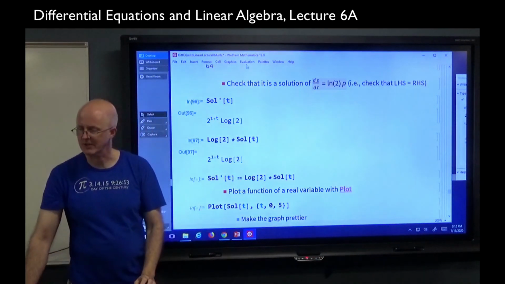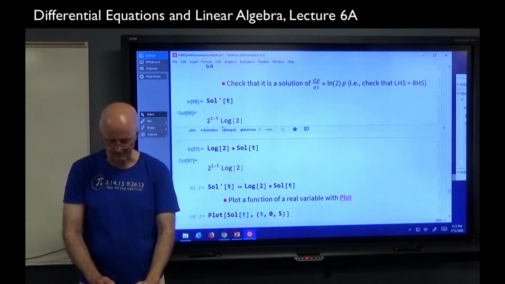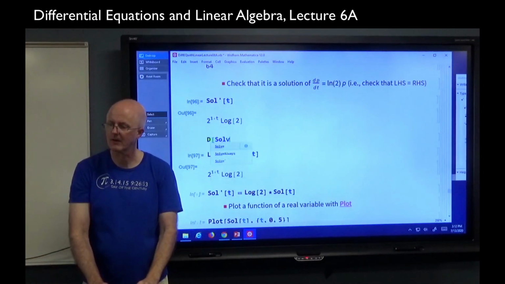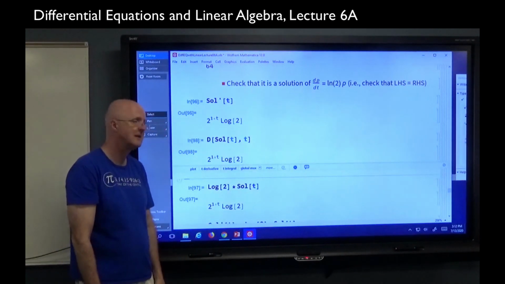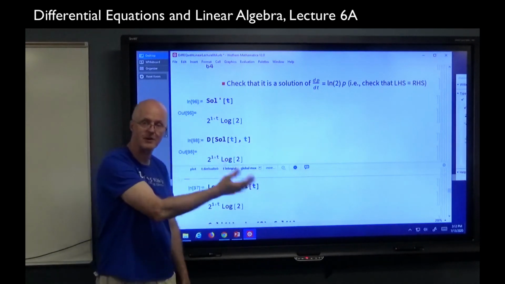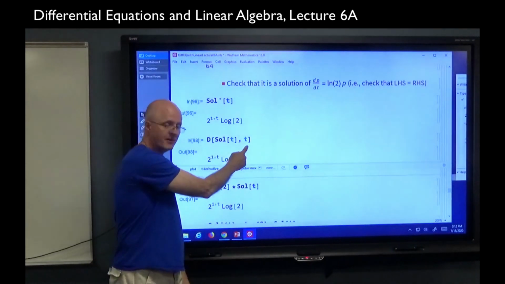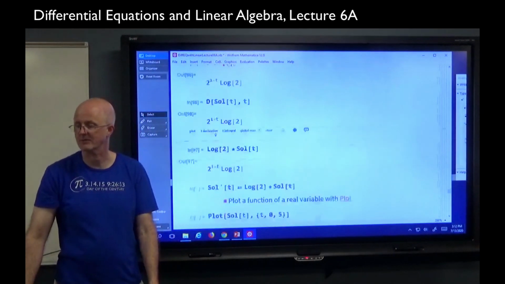Forgot to mention, I should mention, another way to do a derivative is with a capital D function. If I do this, that's syntax for taking a derivative as well. And that's helpful, especially if your function involves more than one variable and you want to emphasize which variable you are differentiating with respect to.